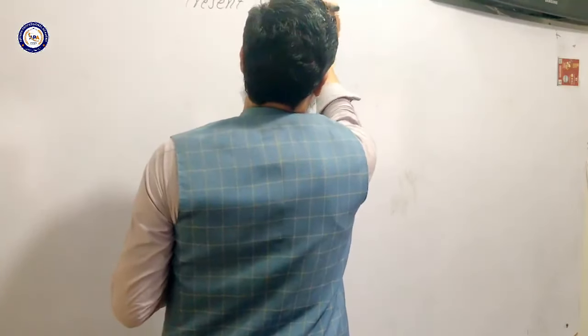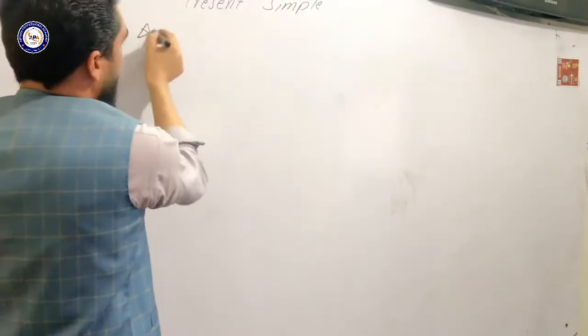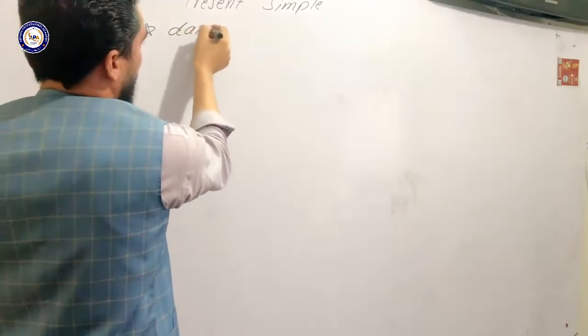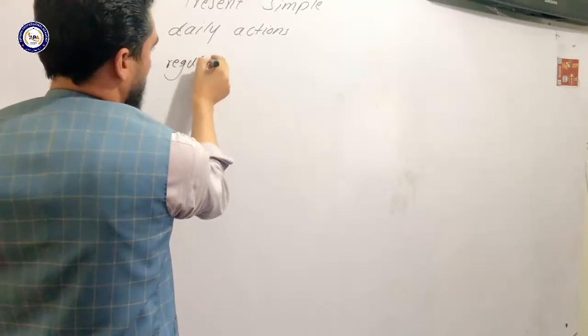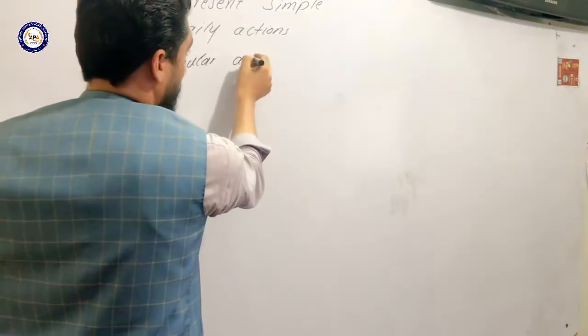Let me first write down all the possible ways and all the possible usages of present simple. Then I will explain them one by one. So we use present simple for daily actions, number one. Number two, we can use it for regular actions, also habitual actions.